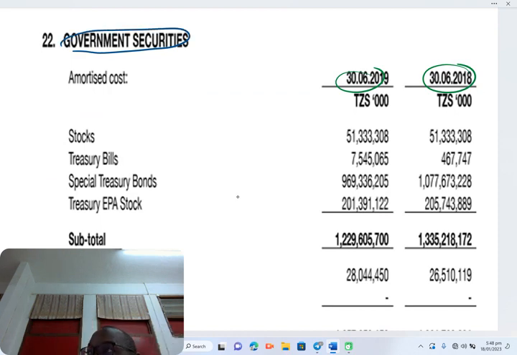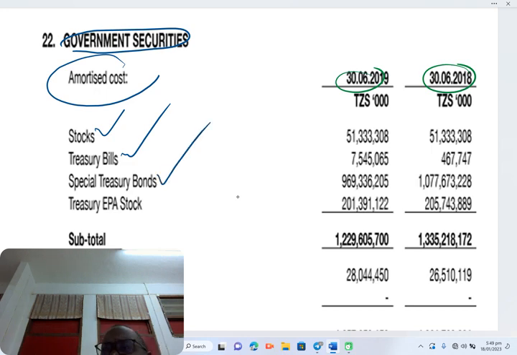Now, government securities, number one, is stocks. What does the term stocks mean? They must be somewhere. Number two, treasury bills. I told you, we have treasury bills and treasury bonds. And it said these are amortized. They are held at amortized cost, meaning these are debts, because you can't hold equity at amortized cost. So we have special treasury bonds. We have seen we have treasury bills and treasury bonds.